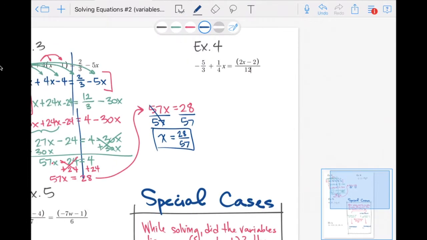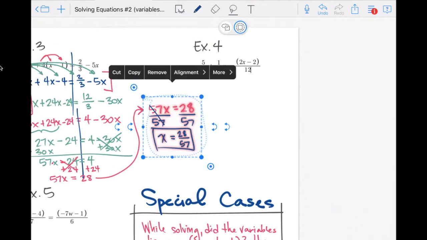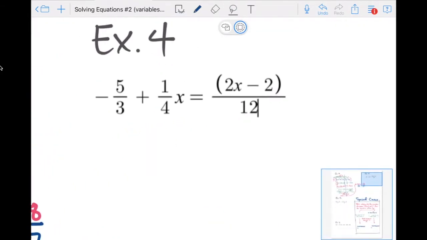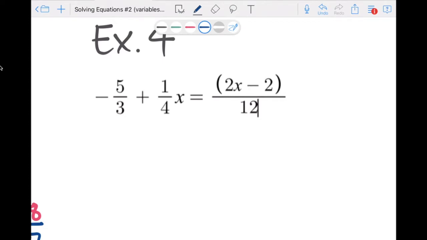Okay, next example. So this example looks a little bit weird, but we're still going to use the same procedure for solving it for the most part. So first thing you want to look at is if you have any place where you need to distribute, and we don't have anything to distribute. So we can go ahead and immediately try to cancel out all of our fractions.